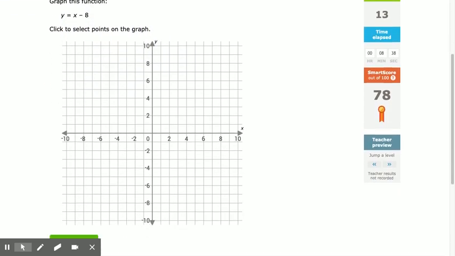Last one here. x minus 8, we start at negative 8. Now this is, again, a positive 1 slope, up 1 over 1. Okay, there we go.